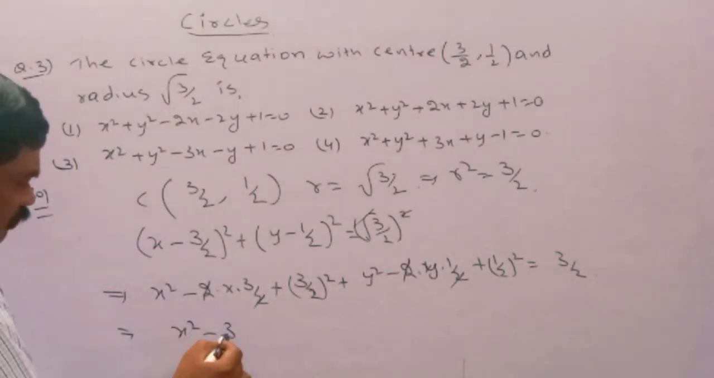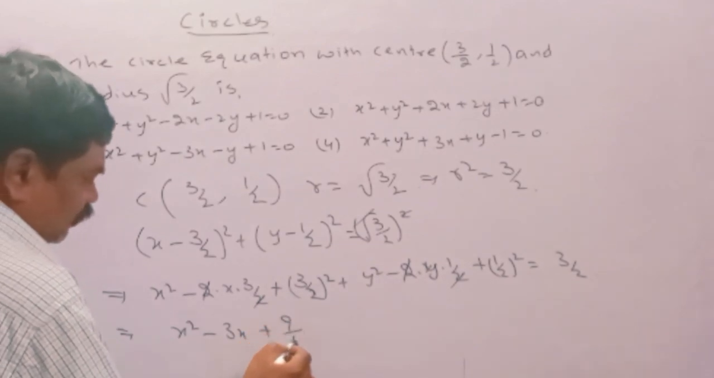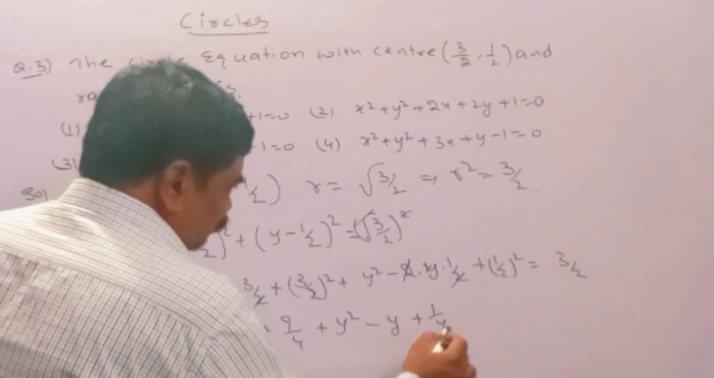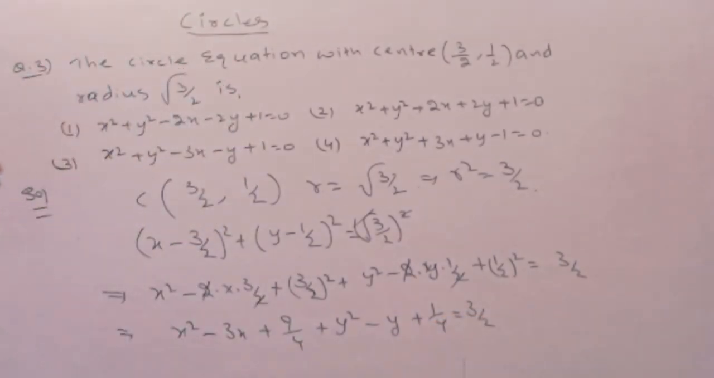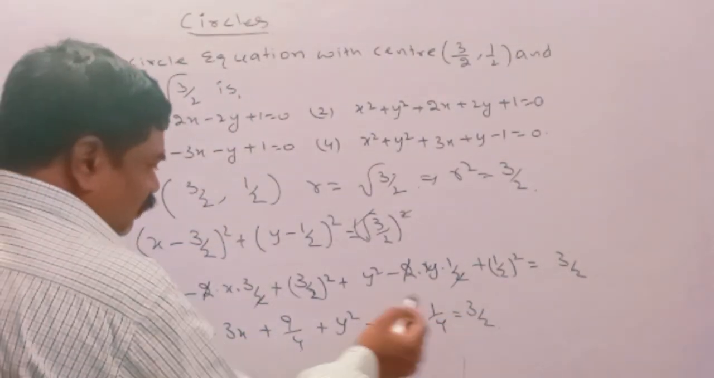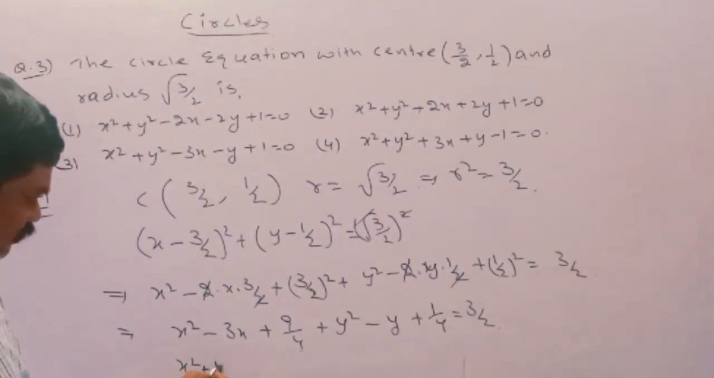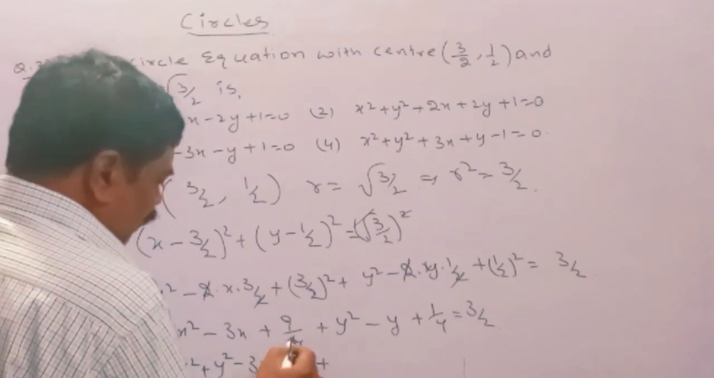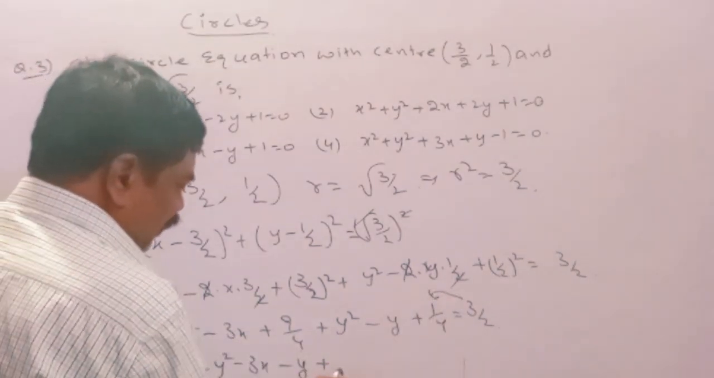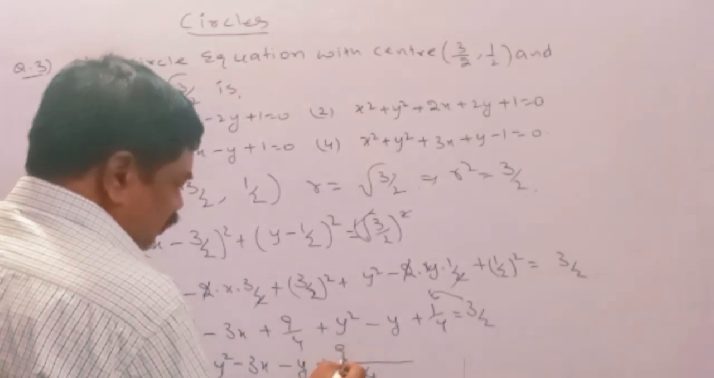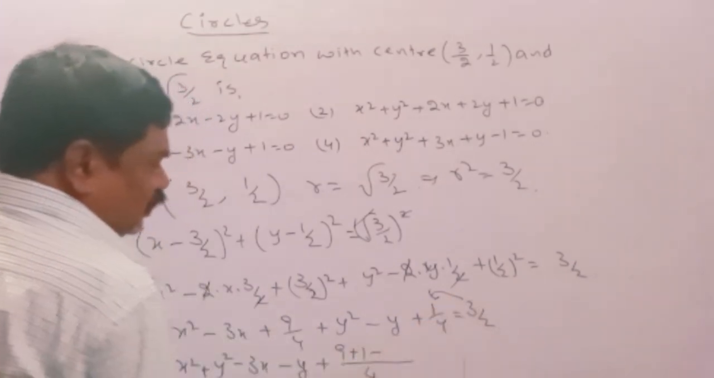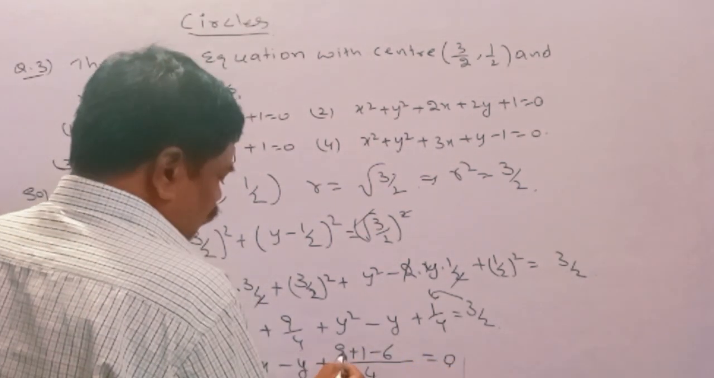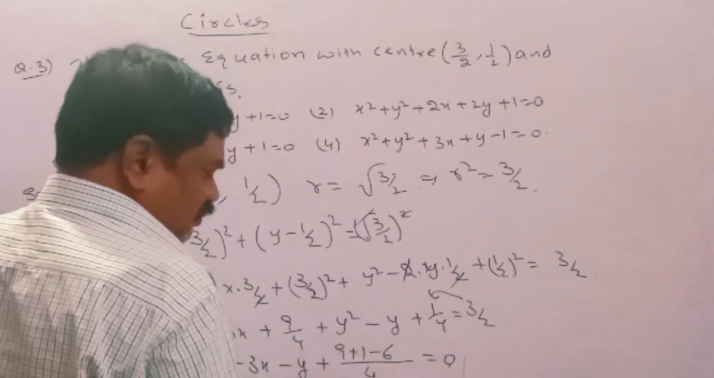Then x square minus 3x plus 9 by 4 plus y square minus y plus 1 by 4 is equal to 3 by 2. Here 9 by 4 plus 1 by 4 is there. Here x square plus y square minus 3x minus y. Here the LCM, you can take to this side, total LCM 4, this is 9 plus 1 minus 2 into 3, that is 6, is equal to 0. This is totally 10. 10 minus 6, 4.